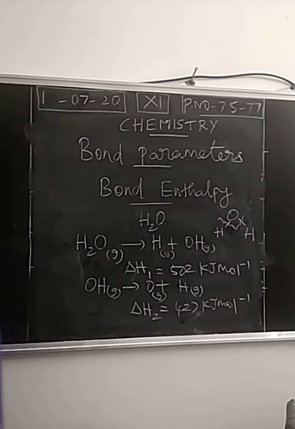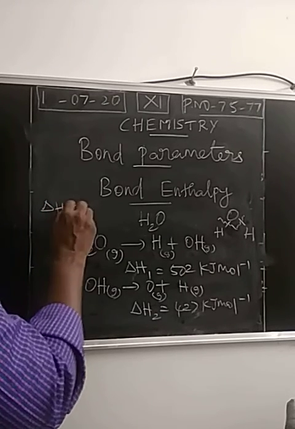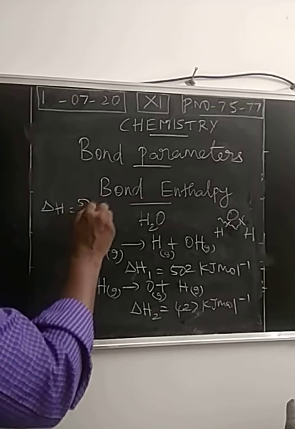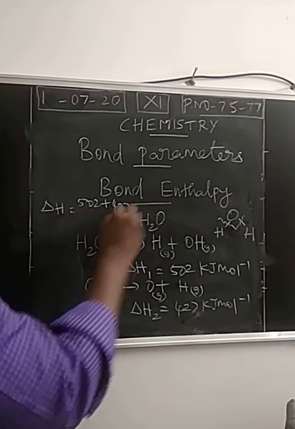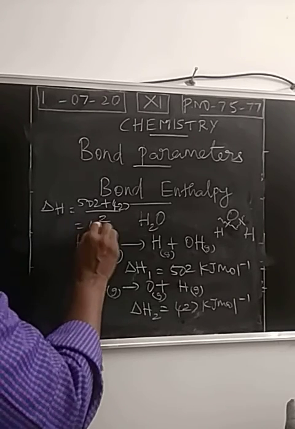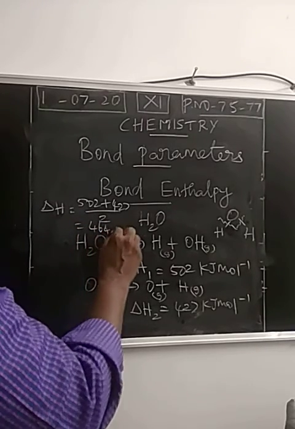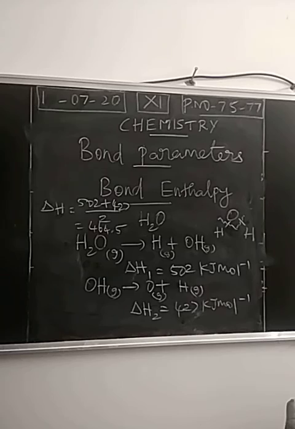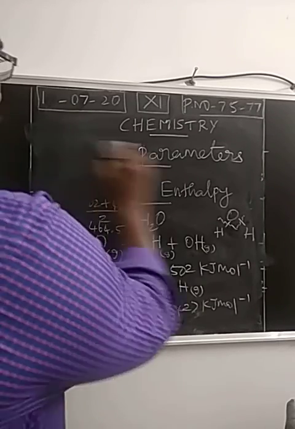So calculate the average value. Delta H is equal to 502 plus 427 divided by 2. So the value will be 464.5 kilojoule per mole. So this is called bond enthalpy.